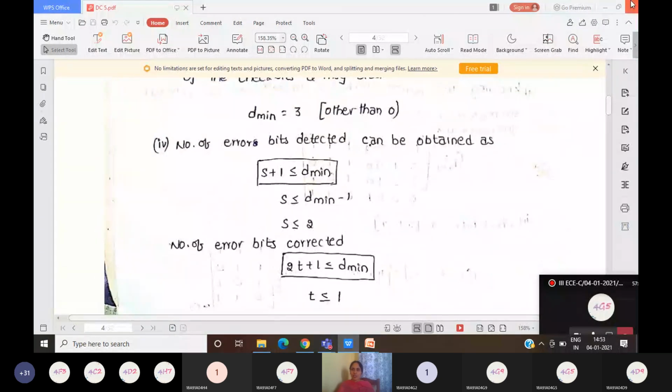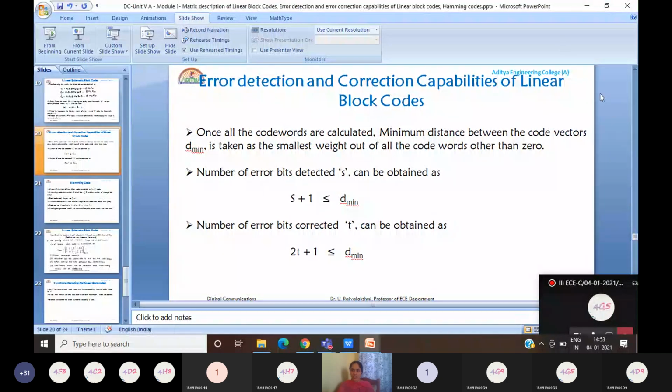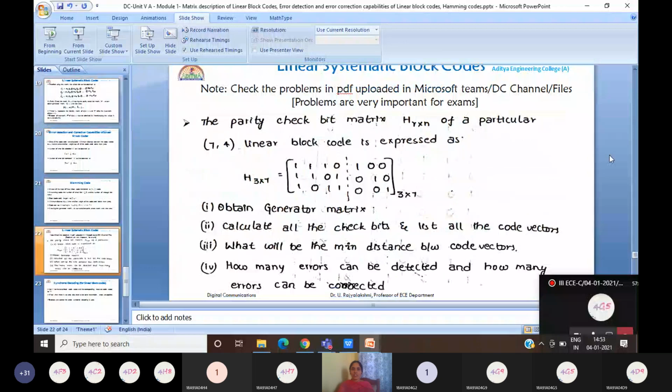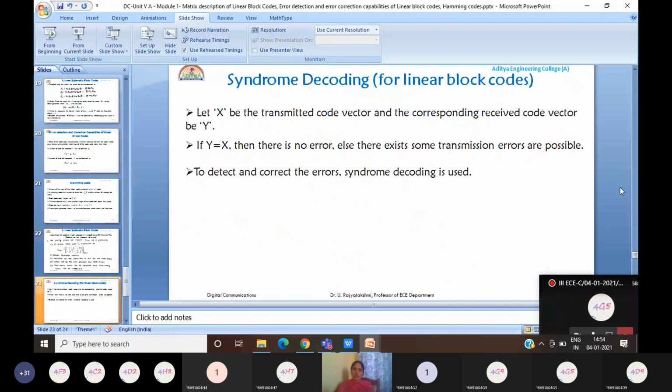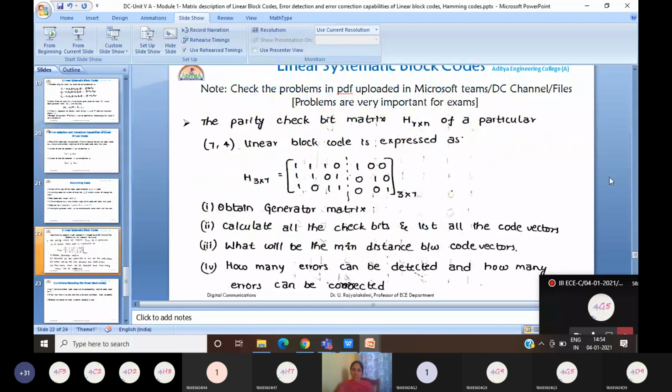So like this you have to solve the corresponding problems, and this model of problems is very important for your examination. Please go through this model of problems. Ippudu ela discuss chesamaite, in the same manner, first using a parity check matrix, get the generator matrix. For example, if the generator matrix is given, get the H matrix and calculate all the check bits. List all the code vectors. Then calculate the minimum distance d min. Based on d min, calculate the number of error bits detected, that is s, because s plus 1 is less than or equal to d min. And using d min, once again calculate the number of error bits corrected, where 2t plus 1 is less than or equal to d min. So accordingly, you have to solve this model of problems, which is very important for your examination.